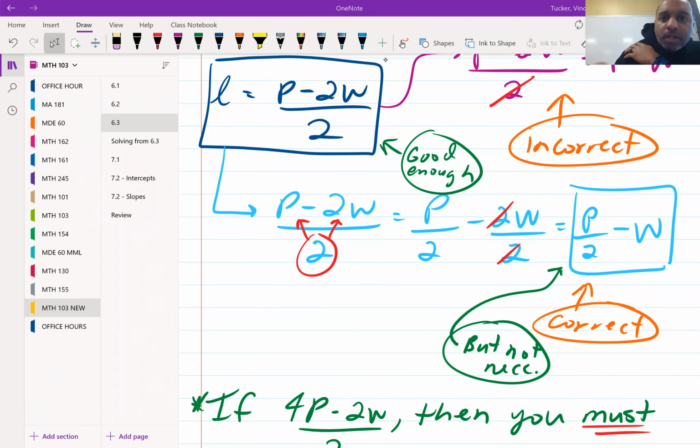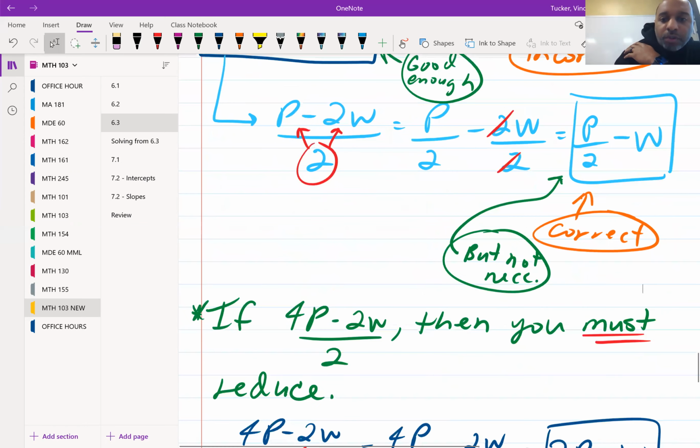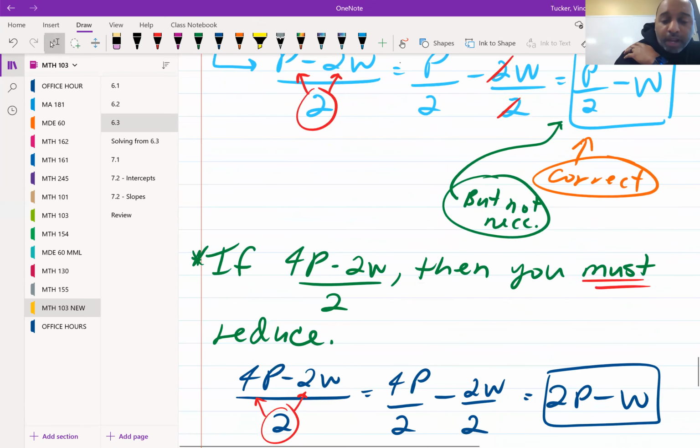Okay, cool. All right, so here I just wanted to show you a scenario in which you can move further and they do expect it. So if you had a 4 in front of P, so in other words, 2 can divide into that 4 and 2 can divide into this 2. If that is the case, then you must reduce. They are expecting you to do so. They will expect you to take the 2 into each term because it can be done. And this 2P minus W will be the most simplified way of expressing that expression.